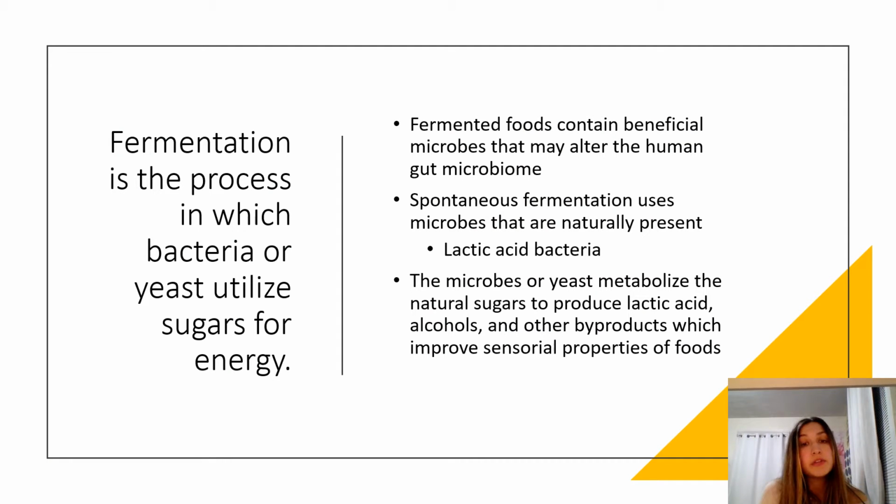Fermentation is the process in which bacteria or yeast utilize sugars for energy. These foods are believed to contain microbes that are beneficial to the human gut microbiome. Spontaneous fermentation is a method of fermentation that uses the microbes naturally present in the food source rather than adding an additional ingredient such as a starter culture. In this case, the cabbage for the sauerkraut contains lactic acid bacteria that will utilize the sugars for energy and produce lactic acid, alcohols, and other byproducts, all of which affect the sensory characteristics of the sauerkraut, such as taste, texture, and aroma.